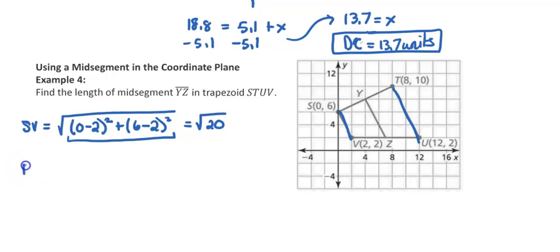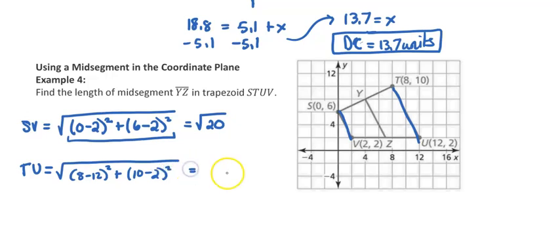Now let's do the same thing for TU. We're going to have to do 8 minus 12 in parentheses squared plus 10 minus 2 in parentheses squared. I type in everything underneath the square root. I don't actually type in the square root, just all of this stuff, and I get 80. So that's the length of TU.